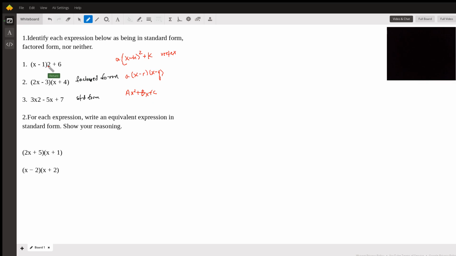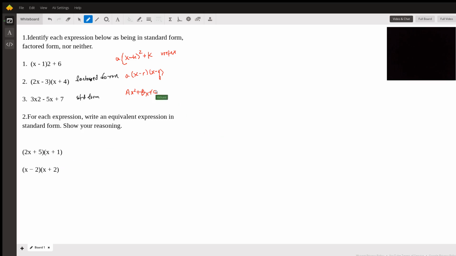So don't get tricked. If it's really intended to be a 2 here and not a square, this is neither. And because it has to be an exponent, the 2 has to be an exponent for this to be vertex form. Okay, so let's finish this off now. We want to put this into standard form. These are in factored form, so we're going to put them in standard form.